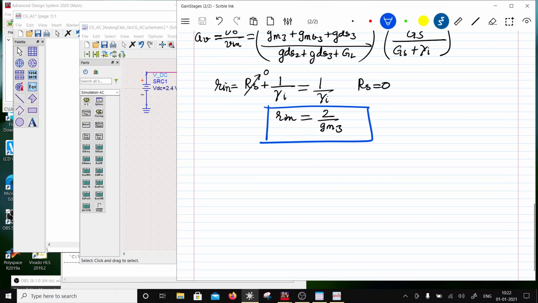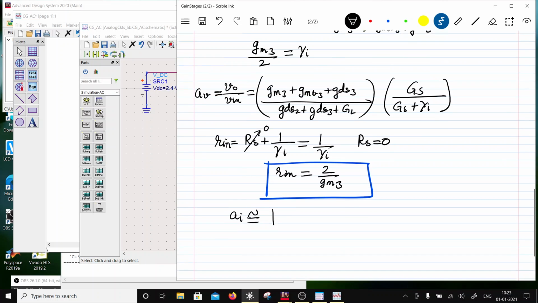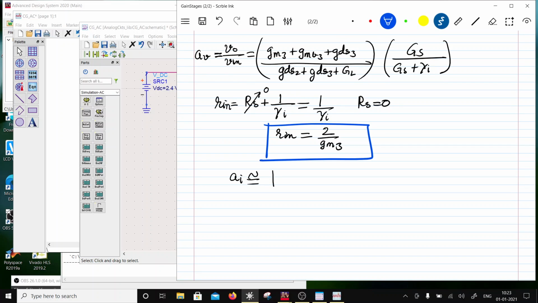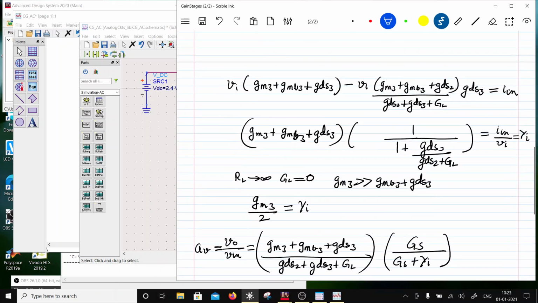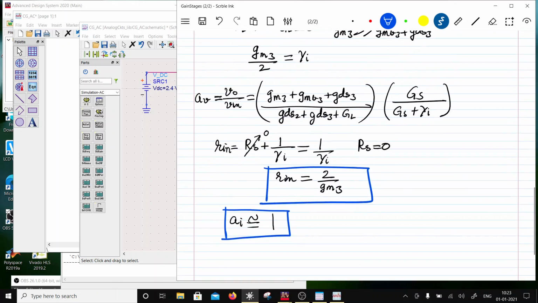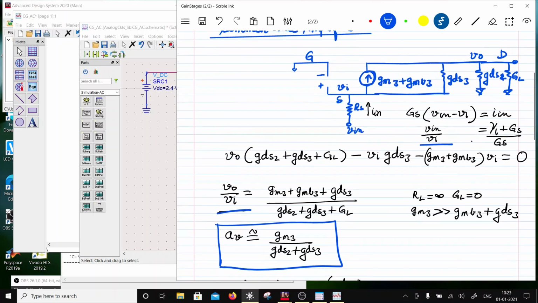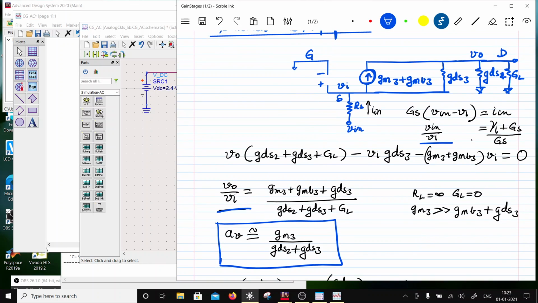So that's one conclusion. Next, AI is approximately equal to 1, because the drain current is the same as the source current, because nothing flows into the gate. So we have that. Now the question is, what is the output impedance? To find the output impedance, I am going to take this circuit.